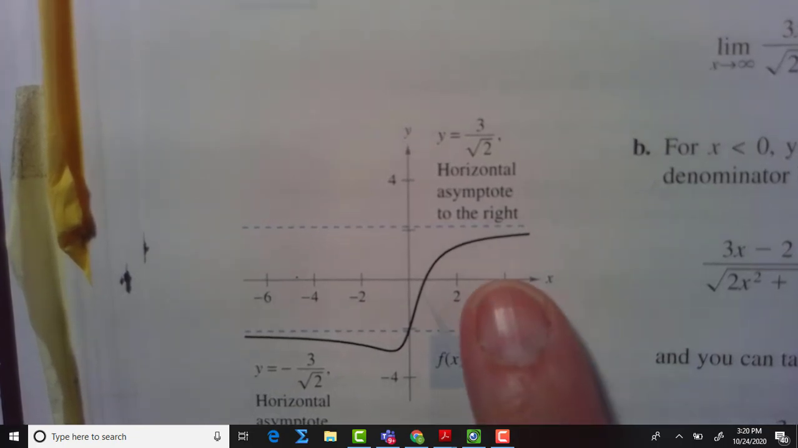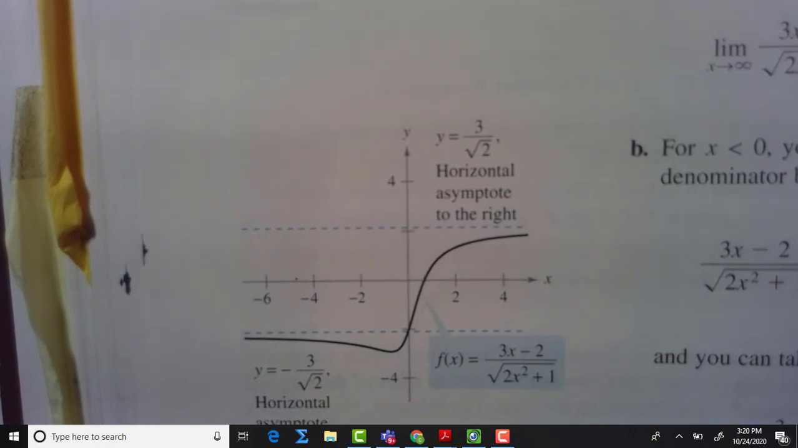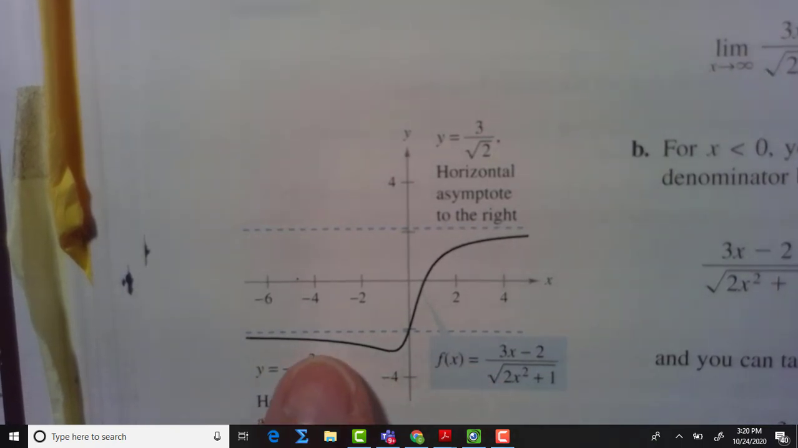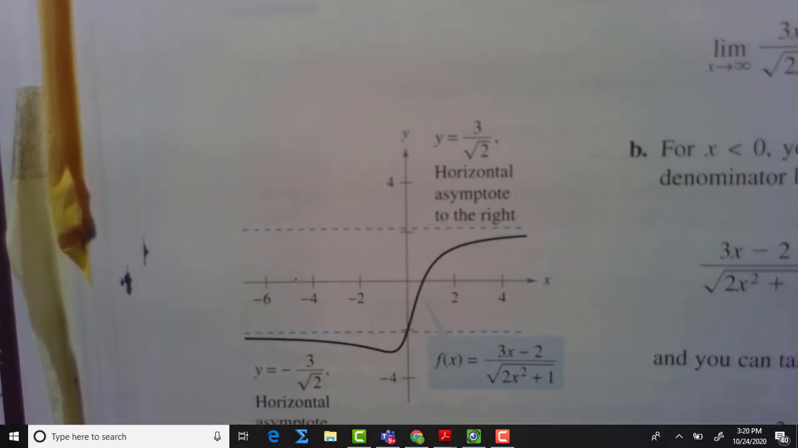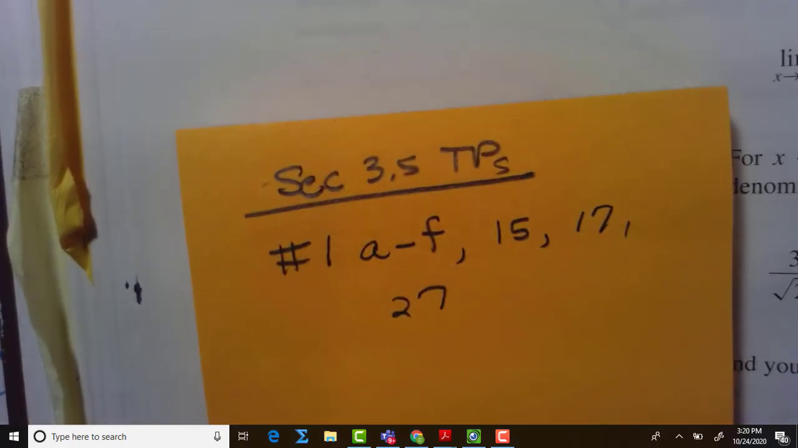As x is going to positive infinity, we're going to 3 over the square root of 2. Square root of 2 is about 1.4. And as we go to negative infinity, we are going to the negative of 3 over the square root of 2. Pretty cool.